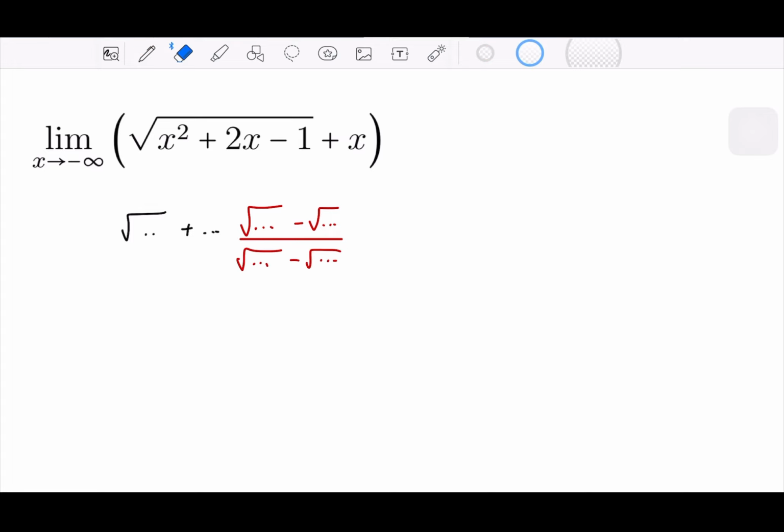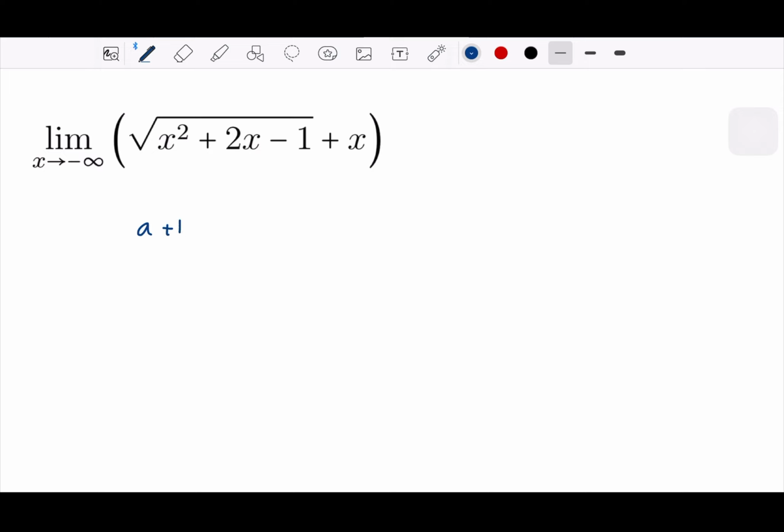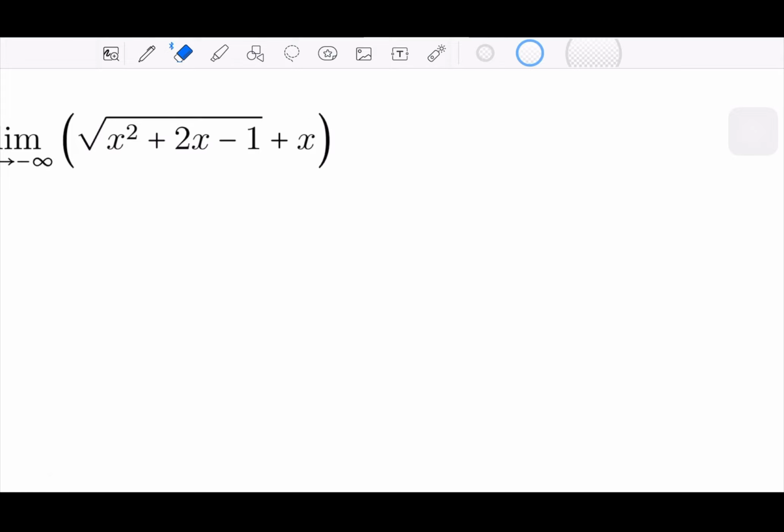And let's do that. Remember that when we have the conjugation, if we have a plus b and we multiply by the conjugate, then we get a squared minus b squared. So basically we are going to square this and square this, right? So we are going to have a square over here and a square over here. So let's just multiply this with the conjugate.